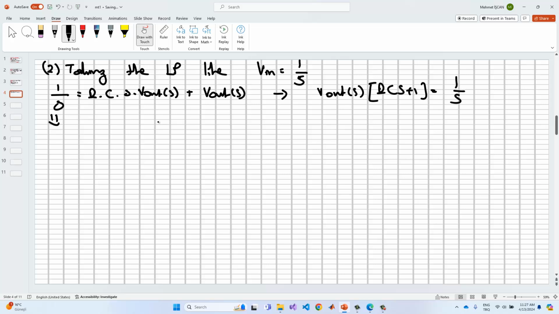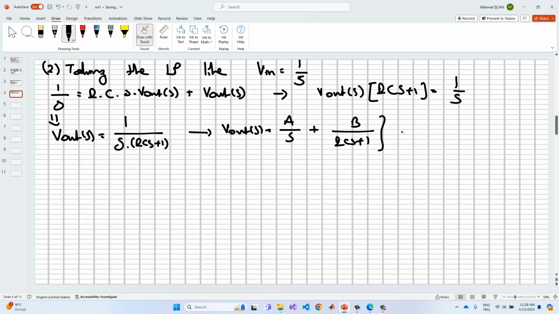Okay? And so if we reorganize the whole equation in here, V out S must be equal to 1 divided by S times RCS plus 1. Okay? In the Laplace transformation, we can split this term into two parts, right? In order to solve easily, just like this one: A over S plus B over RCS plus 1. Okay? And so the solution coming from this, V out T, is equal to 1 minus e to the minus T divided by RC.